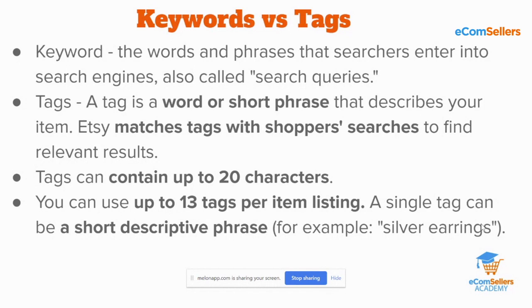You can use eRank to help you with finding out what your competitors have on their listings for tags. You can also look up some of that stuff yourself directly because Etsy does display that, but it'll save you some time using the tool eRank. Now, each tag can contain up to 20 characters. So you need to keep that in mind as you add tags to the listings that you create on Etsy.